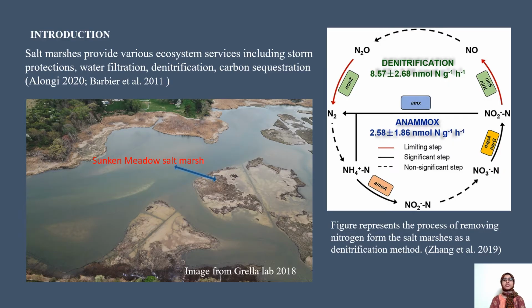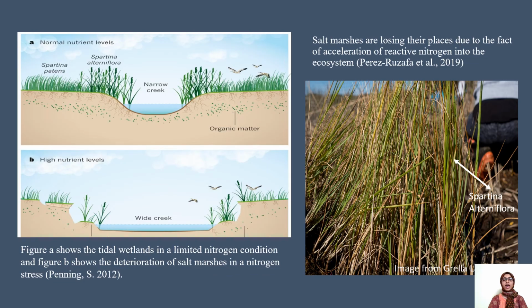According to the previous research of Alongi 2020 and Barbier 2011, salt marshes are important ecosystems since they provide various services such as climate stability, carbon sequestration, water filtration, and denitrification that you see in the right figure. However, our research that has been proposed by Perez Rizafa 2019 makes us aware that these ecosystems are degrading over time by inputting excessive reactive nitrogen into the environment.